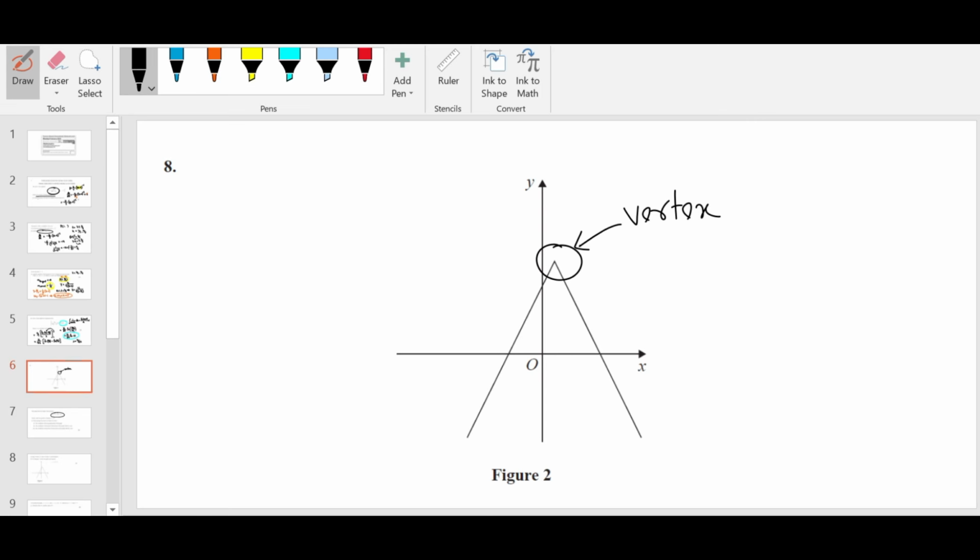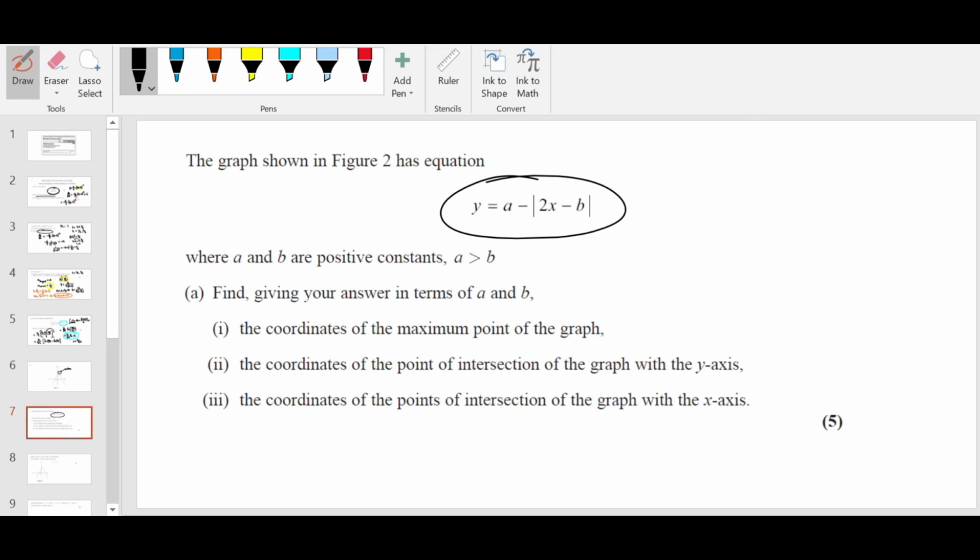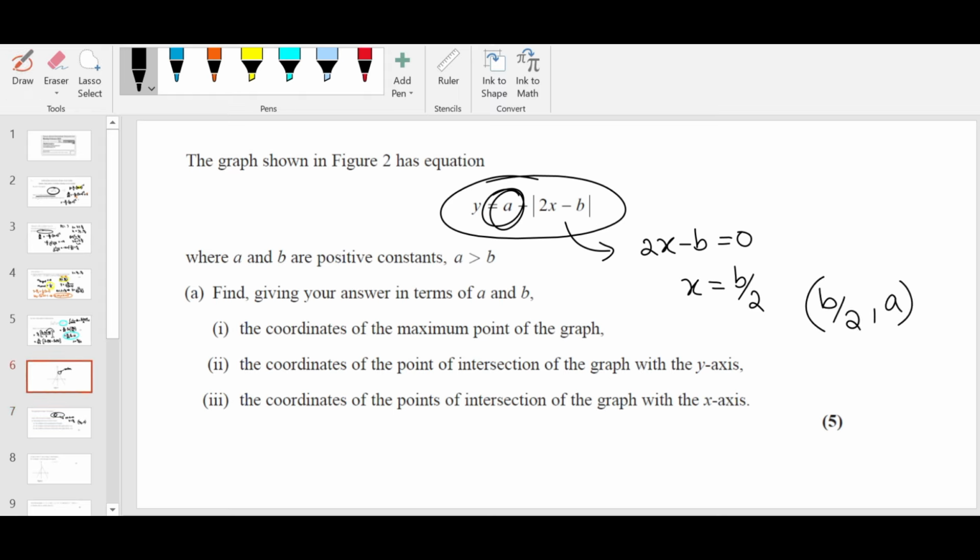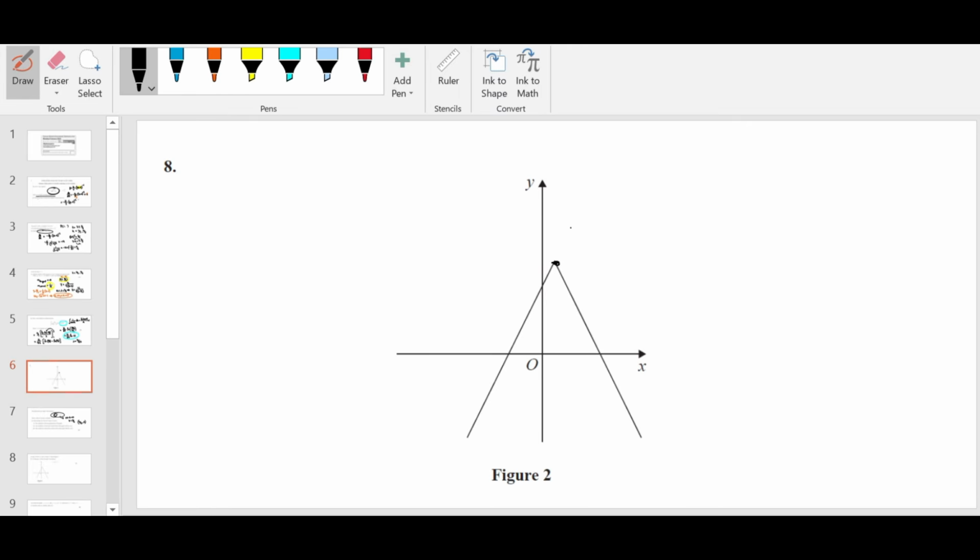Finding the vertex is one of the very important questions. So the shortcut to finding the vertex is this. You can take this 2x minus b, whatever is in the modulus, equate it to 0 and find x. That's the x coordinate. And the number standing all alone outside the modulus is the y coordinate. So the vertex is b/2 comma a. That's the vertex. So basically this is a, this point is b/2. You don't need to mention this on the graph. I'm just mentioning it. Probably we might use these values in the next part.